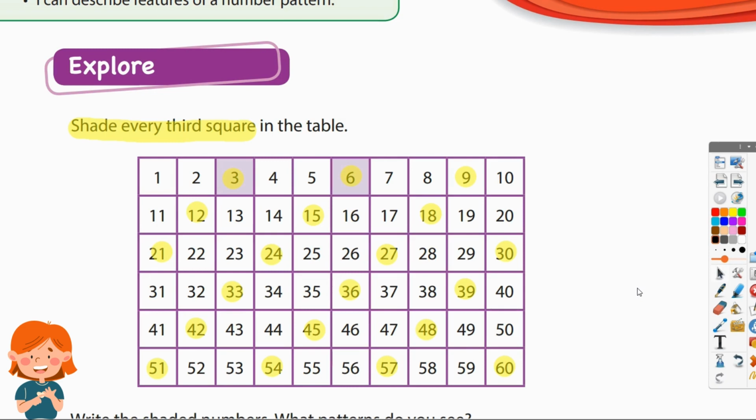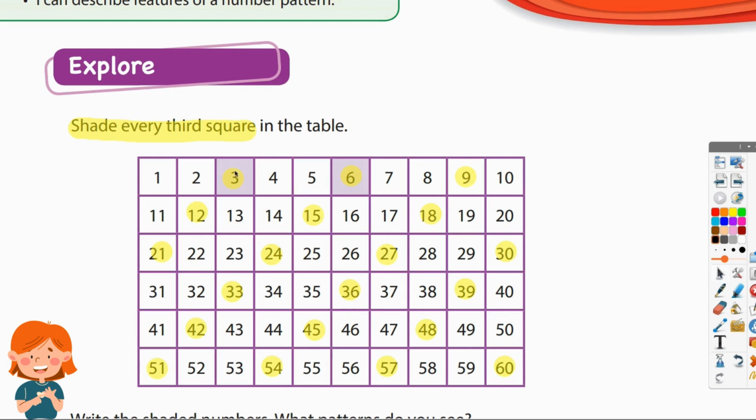Now, the question is, what are the patterns that you see? Well, I do see that I start with 3, and then I jump 3 more to 6, then 3 more to 9. So the pattern is that I am skip counting by 3. I'm adding 3 more. I'm not multiplying times 3. These are also the multiples of 3 because I started at 3. So that's a pattern that I also see.